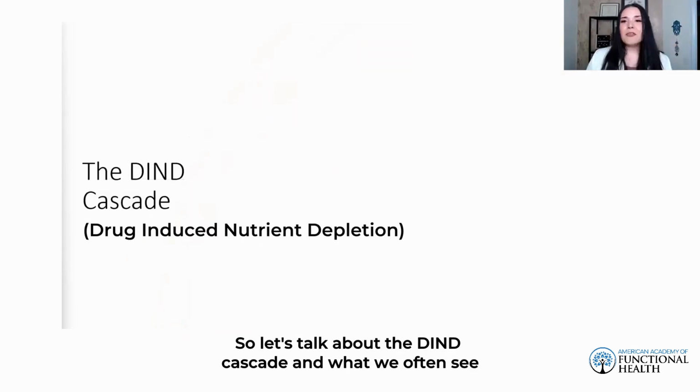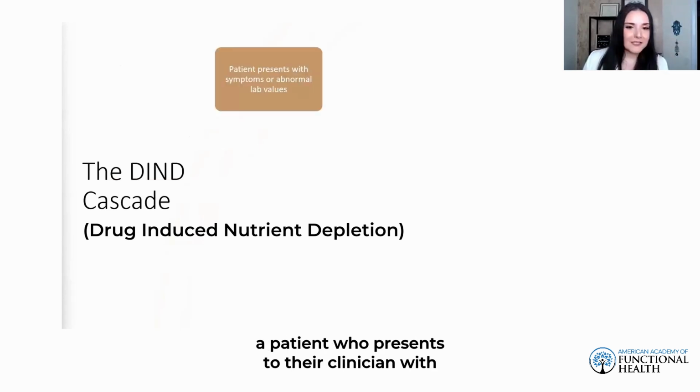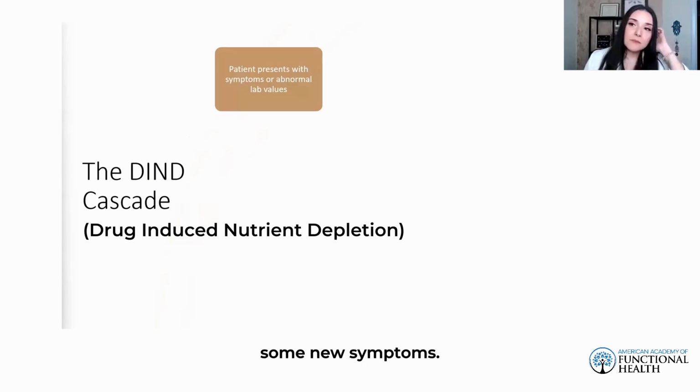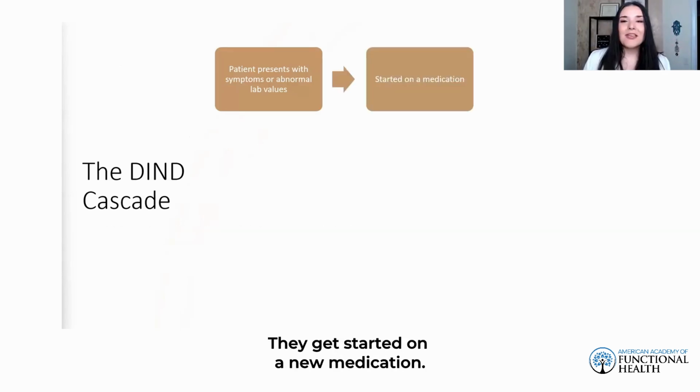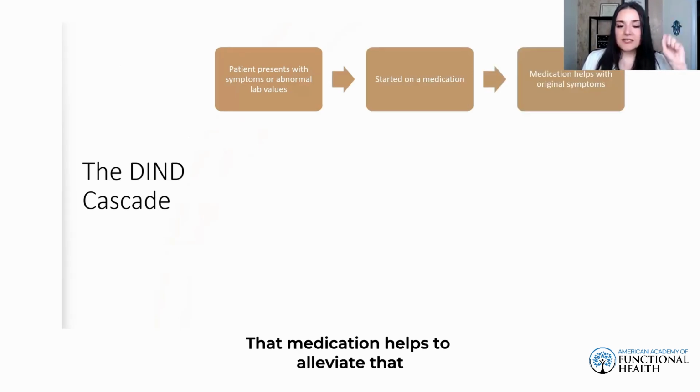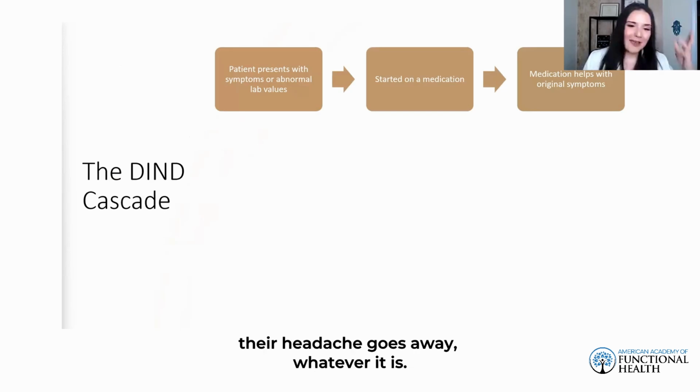So let's talk about the DIND cascade and what we often see especially in the conventional model. You've got a patient who presents to their clinician with some new symptoms, and maybe an abnormal lab value shows up. They get started on a new medication. That medication helps to alleviate that original symptom. Their blood pressure improves, their dyslipidemia improves, their headache goes away, whatever it is.